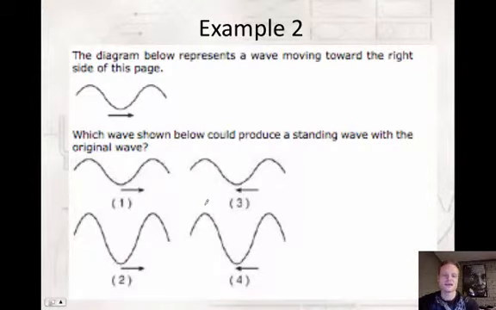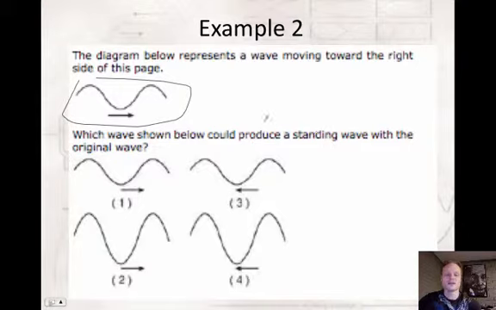Let's take a look at another example, and I apologize, this picture is not the best. It says the diagram below represents a wave moving toward the right side of this page. So you've got this wave right here moving to the right. Which of the waves shown below could produce a standing wave with the original wave? Right away, we can eliminate one, because it is moving in the same direction, even though this arrow isn't very clear. It is moving in the same direction as this wave, and that breaks the rules.